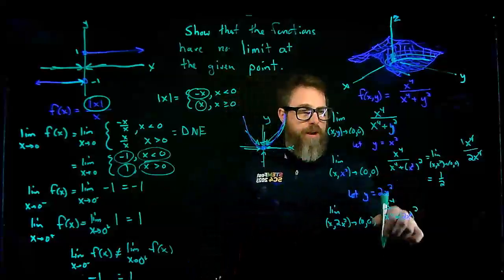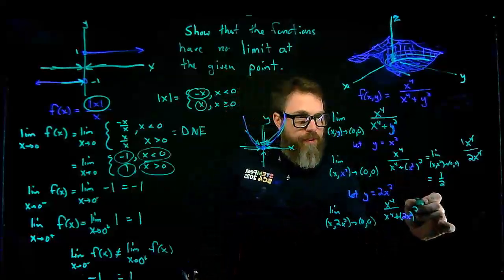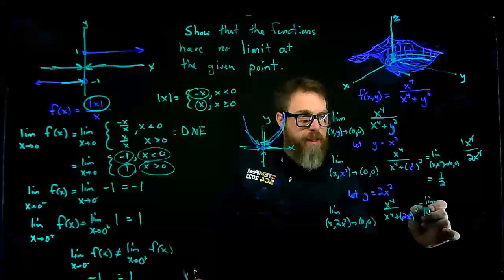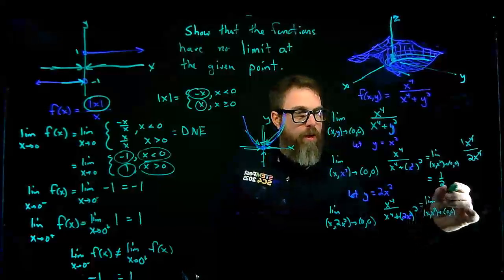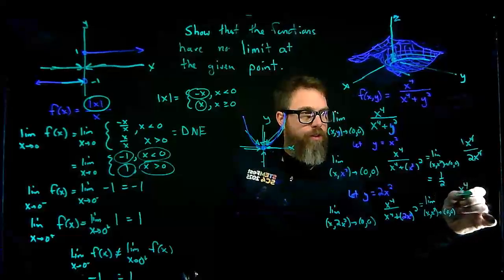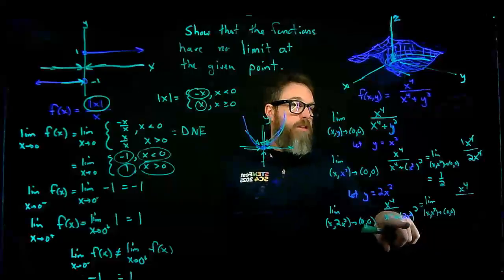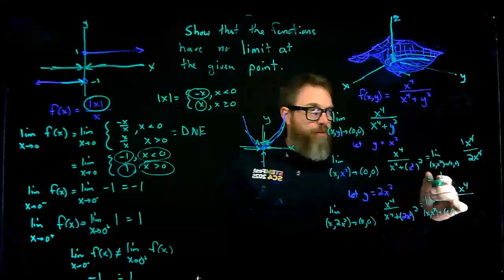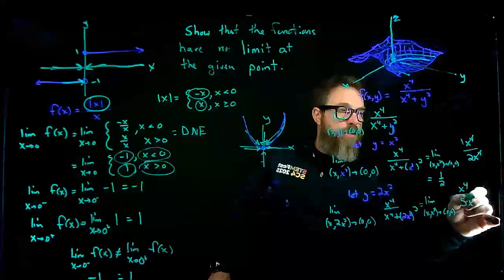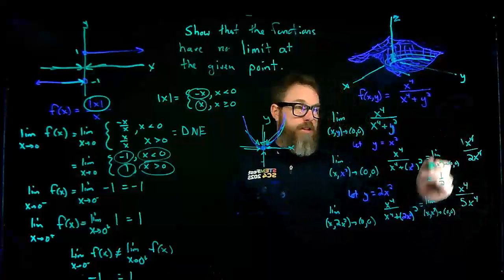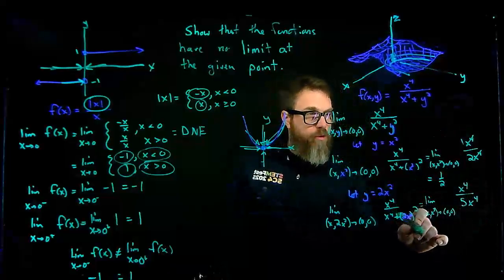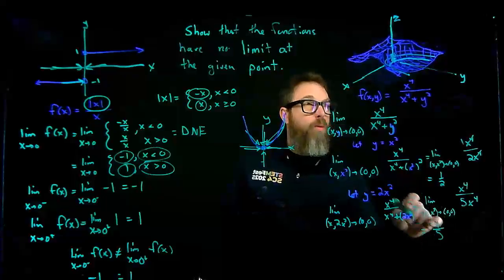And then when I simplify this, we're going to have this limit as x comma 2x squared goes to 0 comma 0 of x to the fourth. And down here I have a 2x squared squared, which is going to give me a 4x to the fourth plus x to the fourth. So this is going to simplify to 5x to the fourth. And then we know that the x to the fourths are going to cancel. So this is just going to spit out 1/5.